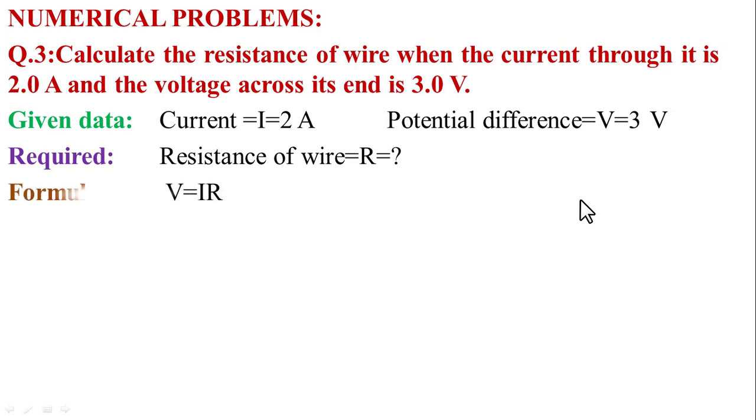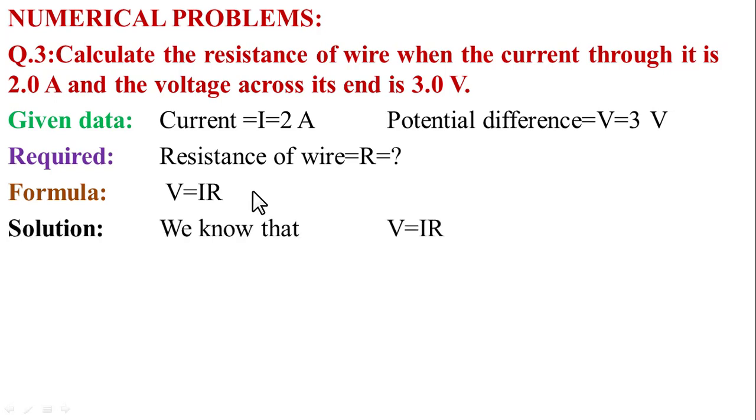According to the given statement, using the formula according to Ohm's law, V is equal to IR. Find the solution. We know that V is equal to IR. This implies that R is equal to V upon I. Putting the values, 3 divided by 2 is equal to 1.5 ohm. So the resistance R is equal to 1.5 ohm. Now we will move to numerical problem question number 4.